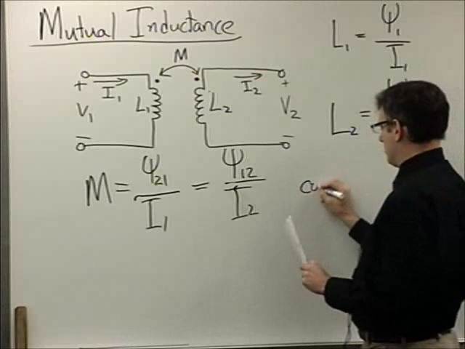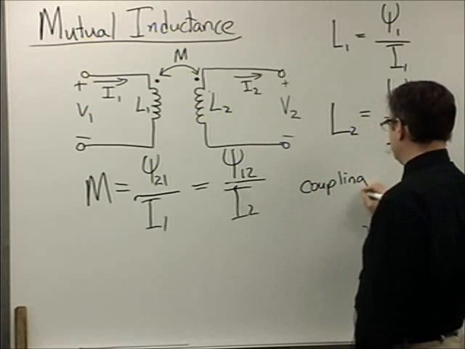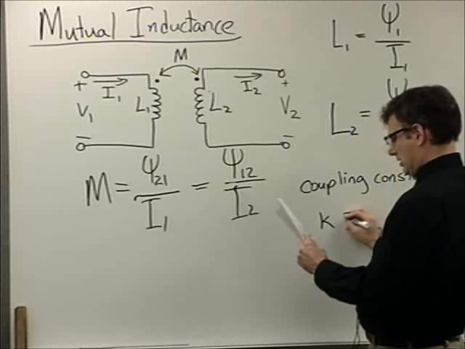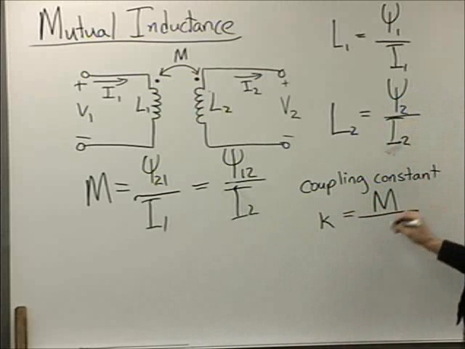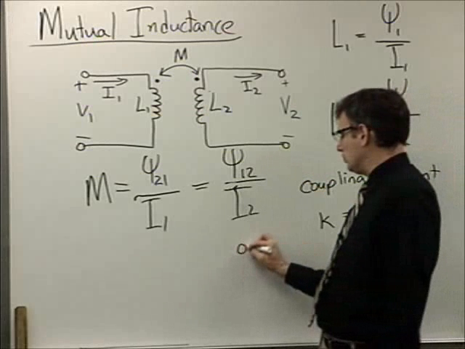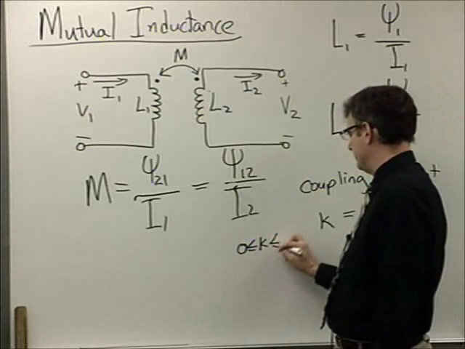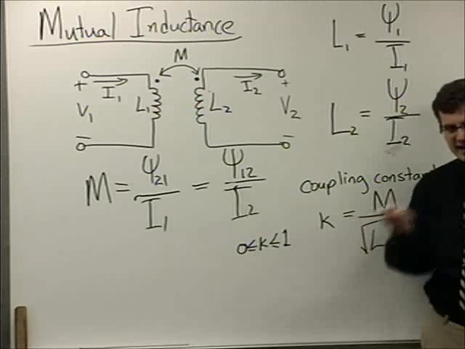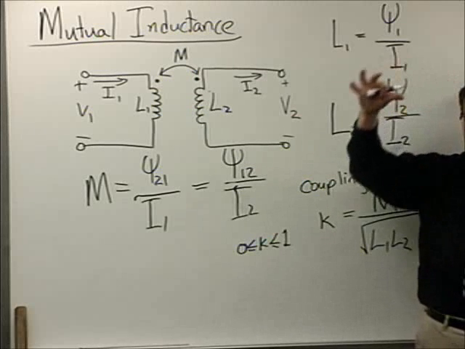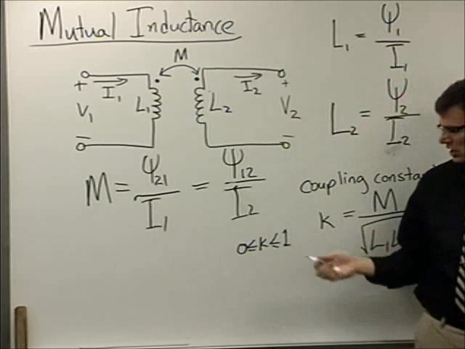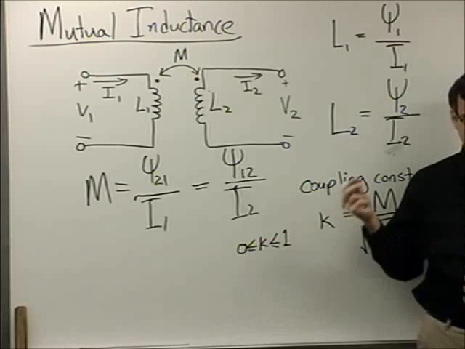There is this thing called a coupling constant, K, which is the ratio of M, the mutual inductance, to the geometrical mean of the self-inductances in this system. K, it turns out, is always between 0 and 1. The reason why I bring this up is that 1 is the case of the power transformers. When you have a nice iron core that both of these coils are wrapped around and they're sharing all of the flux, you have darn near 100% coupling. And that's an ideal transformer.